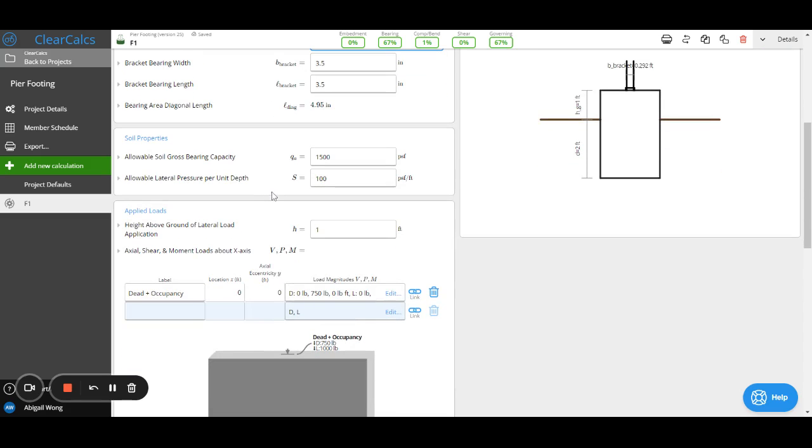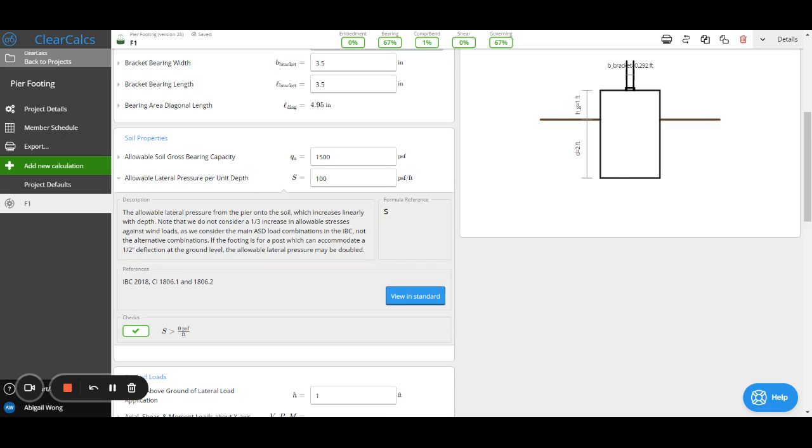Below are the property inputs for soil. Each are defaulted values based on the IBC. For the allowable lateral pressure per unit depth, it only considers the main ASD load combinations and not the alternative combos. So for example, we do not consider a 1/3 increase in allowable stresses from wind loads.